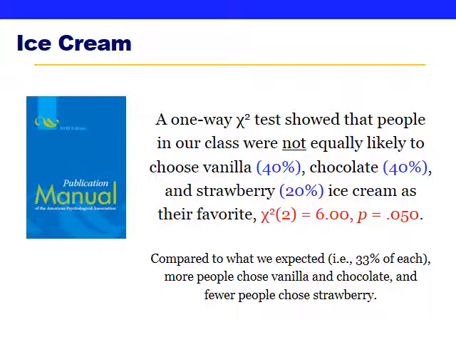If we want, we can also be a little more specific by adding a second sentence to our answer. So we could specify that we expected 33% of people to fall in each of these 3 categories, vanilla, chocolate, and strawberry. But compared to what we expected, we found that vanilla and chocolate were more popular and strawberry was less popular.